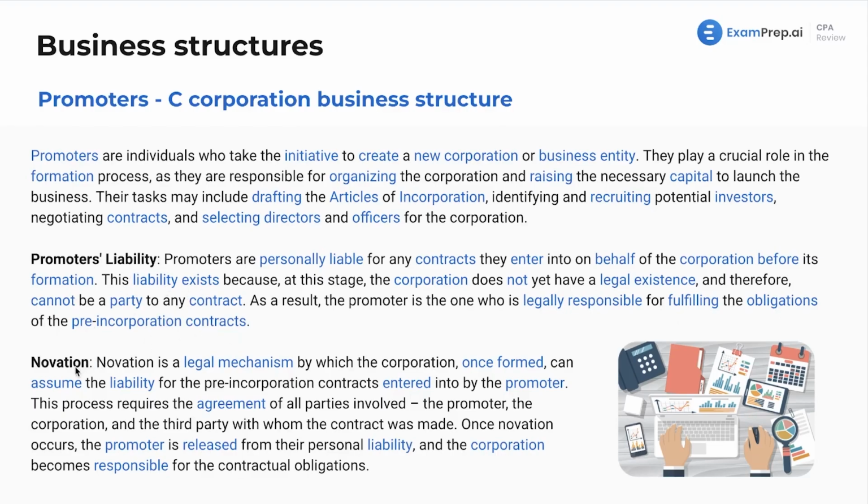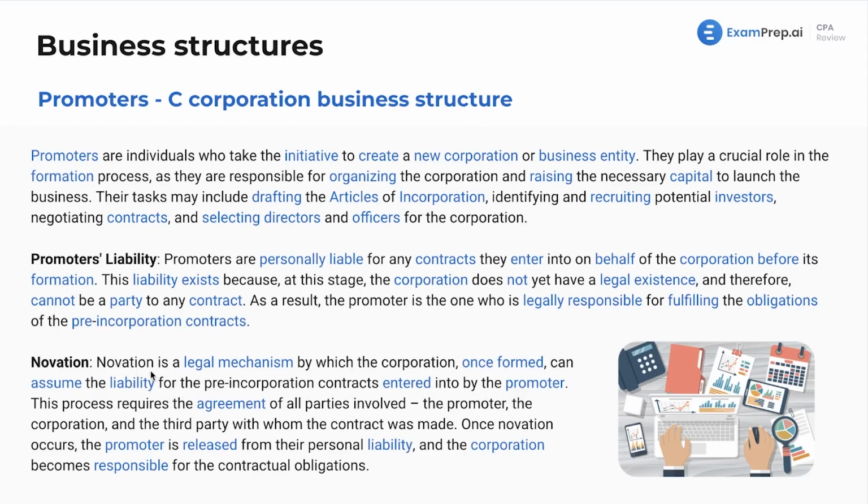Now, novation, we've mentioned this, and you'll see it again. It's just a legal concept, and there's a lot of legal concepts we'll have to memorize and get to know throughout the exam. This is a legal mechanism by which the corporation, once it's formed, can assume the liability for the pre-incorporation contracts entered into by the promoter. In essence, novation is replacing one contract with another.